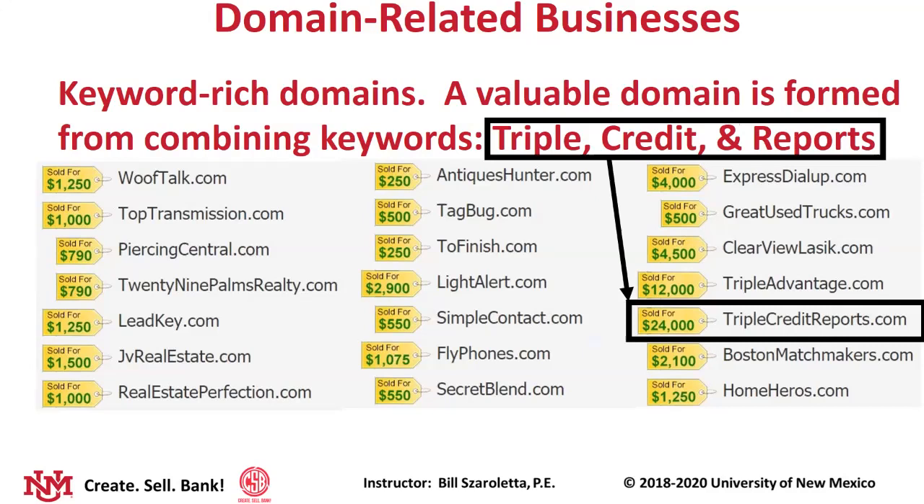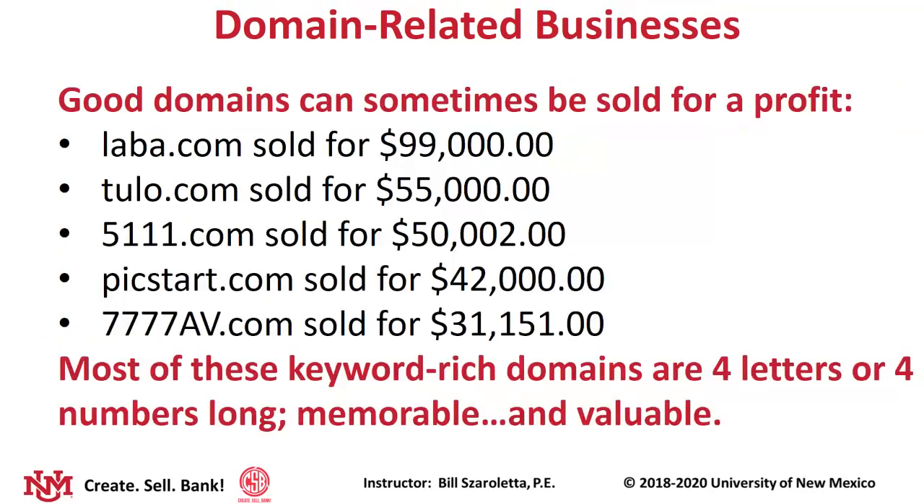because there's like 3 agencies that do credit checks and give credit reports, $24,000. So that's why this is valuable. Now, again, you can buy these things if they're available, or you just happen to have $500,000 every year to spend or more, and you go buy up all the 3 character domain names. You sell those things. Laba.com, Tulo, 5111.com. All these things are $50,000.